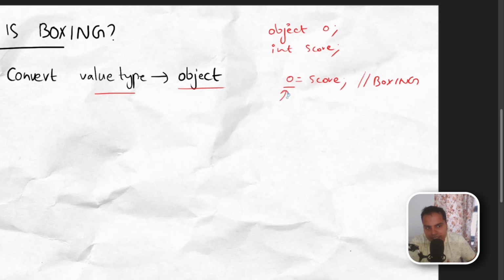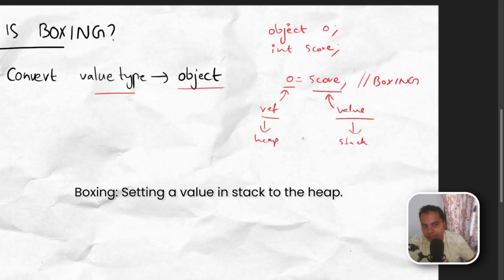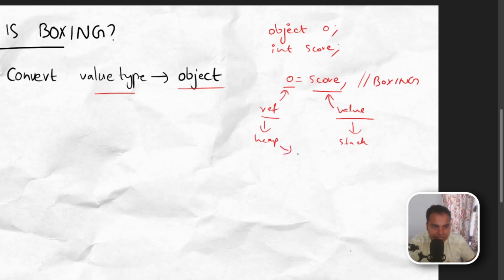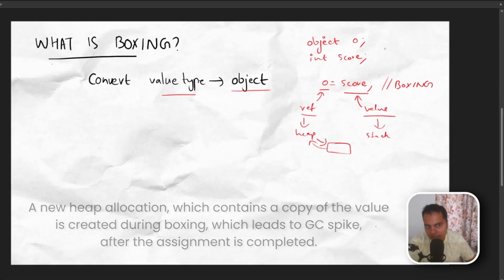O is a reference type and score is a value type. This is an integer, right? We talked about this before. Because this is a reference type, this is stored in the heap. And because this is a value type, this is stored in the stack. Okay, setting a value in the stack to the heap. Now, what this creates is a new heap allocation. This allocates memory inside the heap and then it will set it to this one. Okay, so that is what boxing means.